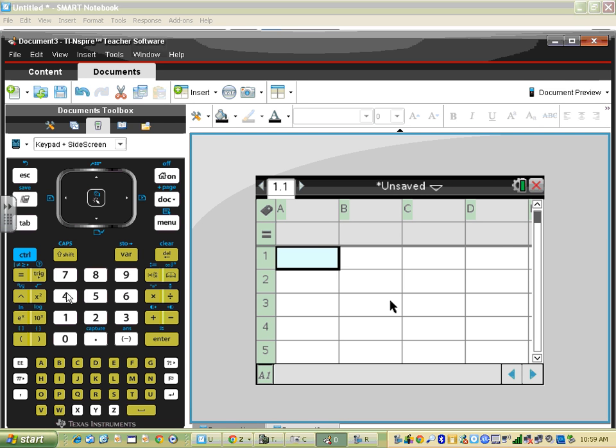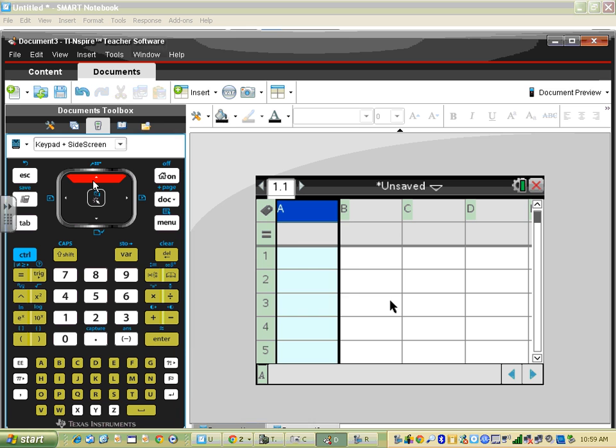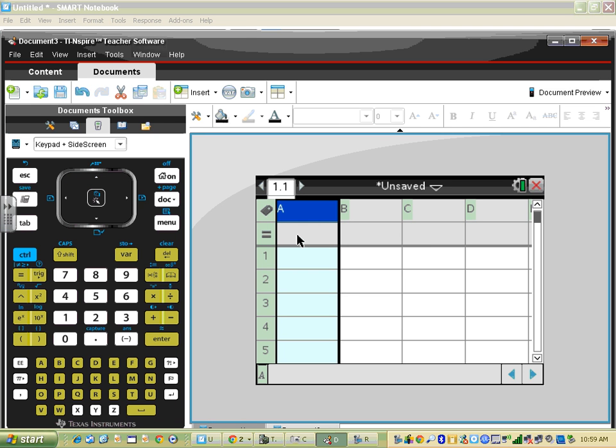Now remember with an Inspire, it's best if you label each column. So I'm going to go all the way up to the top of the list. Please don't ever put anything in these gray boxes here. I'm going to call column A X, and I'm going to call column B P. Okay, so I labeled column A as X, column B as P.